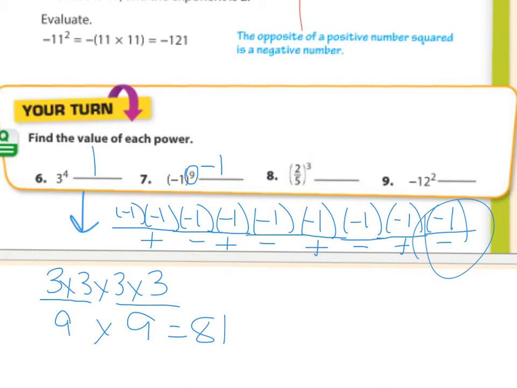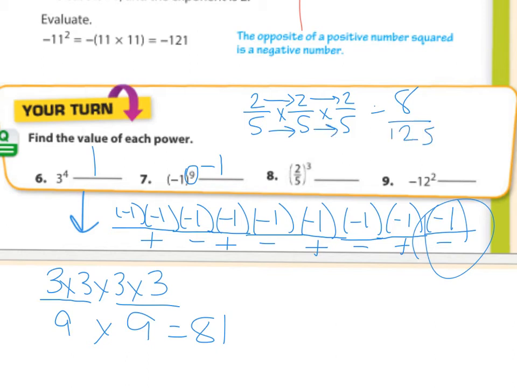Okay, number 8. That's 2/5 to the 3rd power. So the top and the bottom are being multiplied by themselves 3 times. So 2 times 2 is 4. 4 times 2 is 8. And then 5 times 5 is 25, and 25 times 5 is 125.